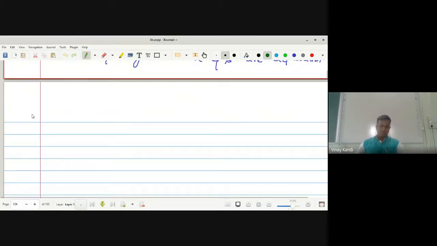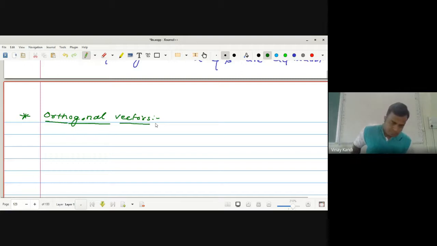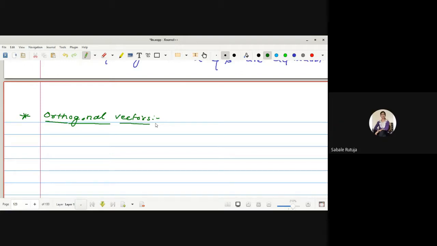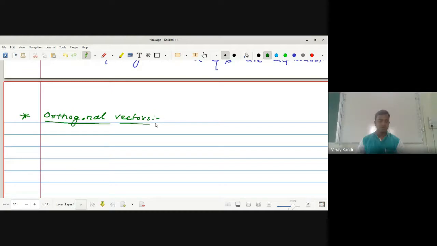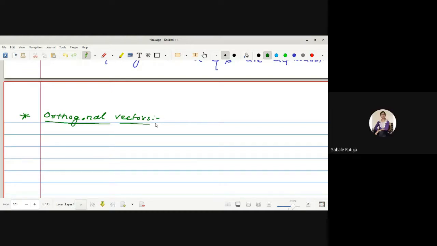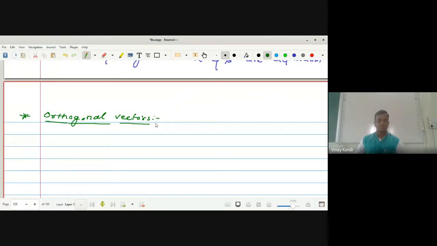So look at the definition. What are orthogonal vectors? Anyone knows? What is the definition of orthogonal vectors? If the dot product of those two vectors is equal to 1, then they are orthogonal. The dot product of two vectors is 0, not 1, otherwise they are perpendicular. In Euclidean space, if the dot product is 0. But in an inner product space, if the inner product of two vectors is equal to 0.